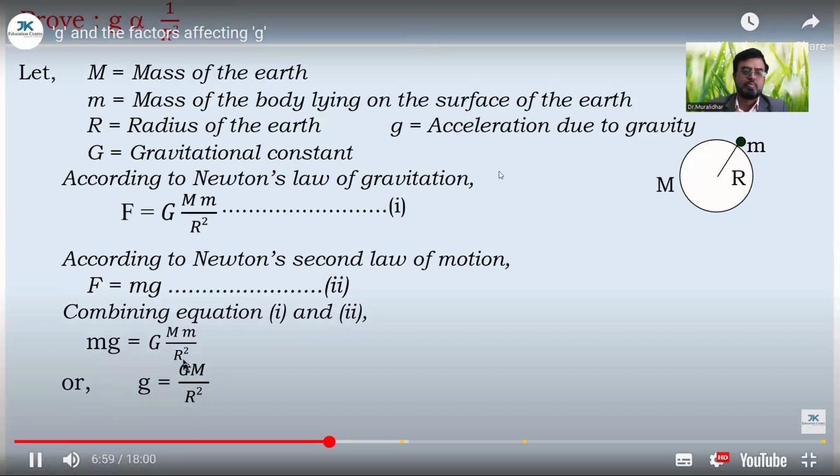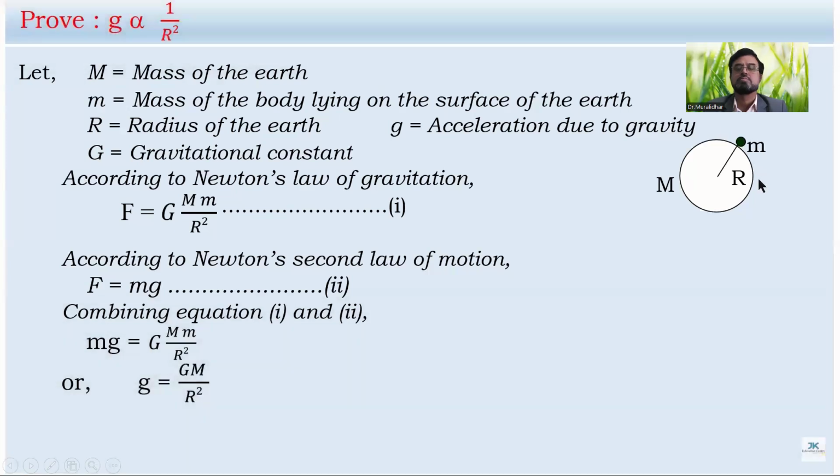Capital G and capital M are constant. What does it mean? When a body is dropped at the pole, and the same body is dropped at the equator, capital G remains the same. Capital G is constant. It doesn't make any difference to small g. In the same way, when a body is dropped at the pole and at the equator, the mass of the Earth remains the same. That's why capital G and capital M are not responsible for the variation of small g. Actually, it depends only on the radius of the Earth.